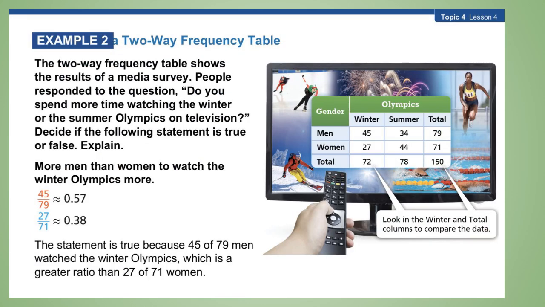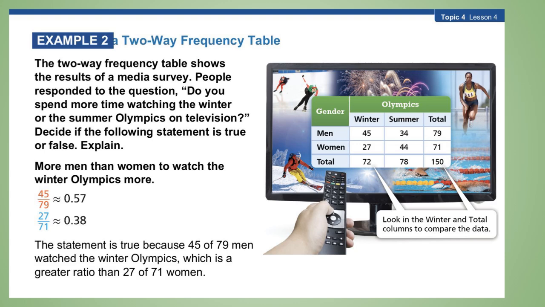This is example 2 at the top of page 241. We already have our two-way frequency table, so now it's time to interpret it. The two-way frequency table shows the results of a media survey. People responded to the question, do you spend more time watching the Winter or Summer Olympics on television?